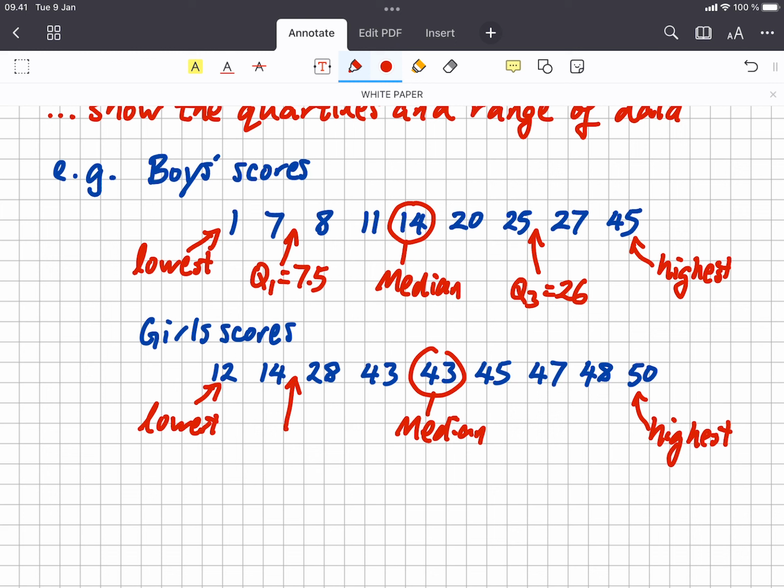So between a 14 and a 28, 14 plus 28 divided by 2 is 21. So the lower quartile is 21. And then the upper quartile is between a 47 and a 48, which is 47.5. Now, by the way, there are other conventions for working out the quartiles, where you go a quarter of the way along and 3/4 of the way along. So a couple of different conventions for that, be aware, but I like doing it this way.